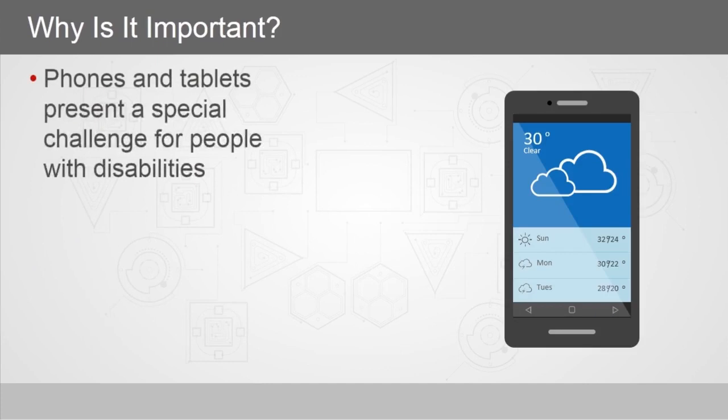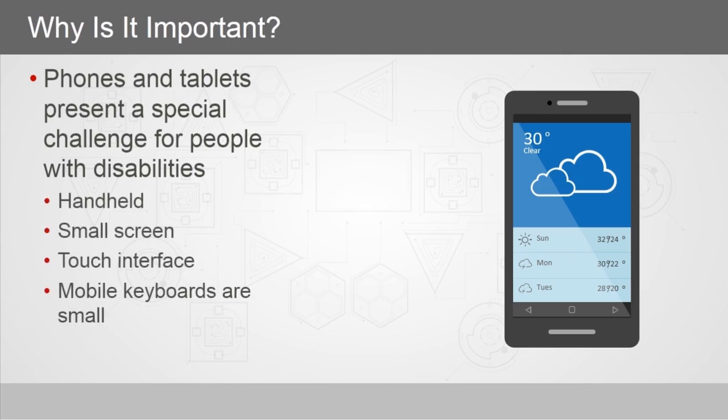But specifically, why is it important to consider mobile devices when creating an accessible website or app? Well, phones and tablets present a special challenge for people with disabilities. They are handheld, which can be a problem for people with motor disabilities. The typically small screen makes it hard to decipher for someone with a visual impairment. The touch interface combined with the small screen will be frustrating to use for someone with tremors.